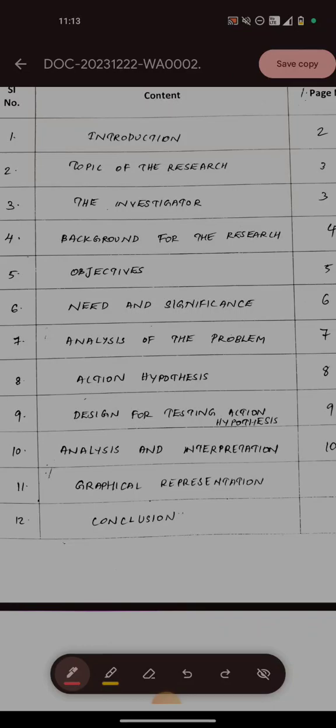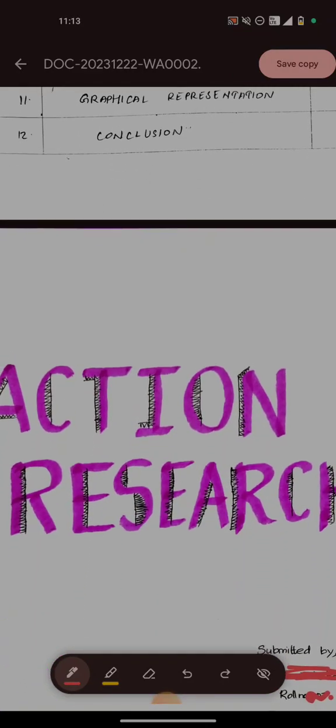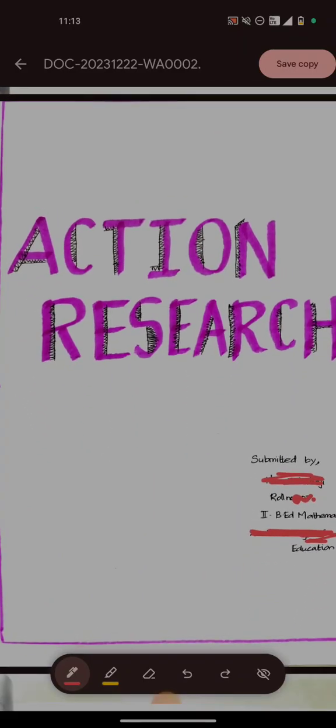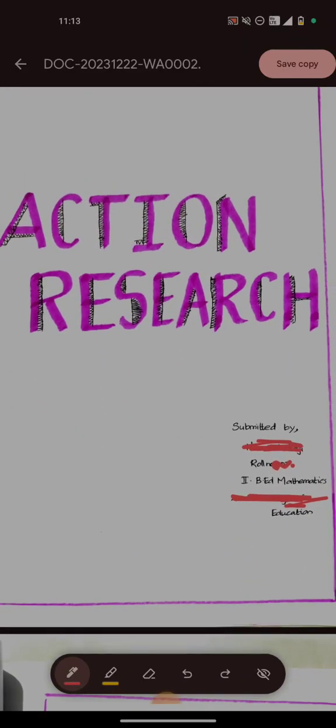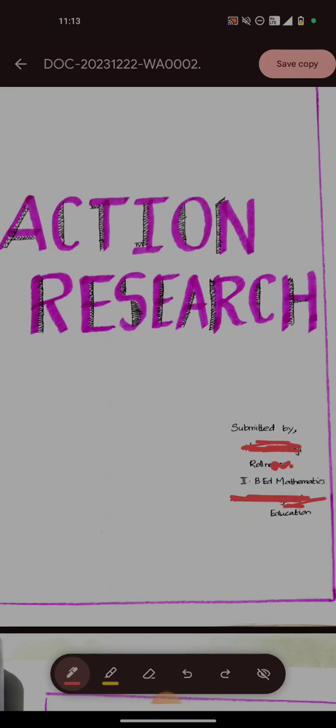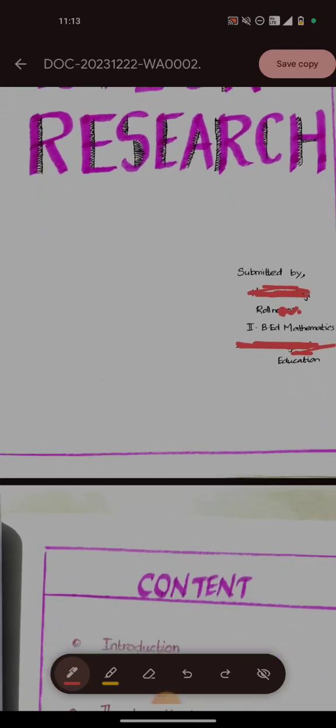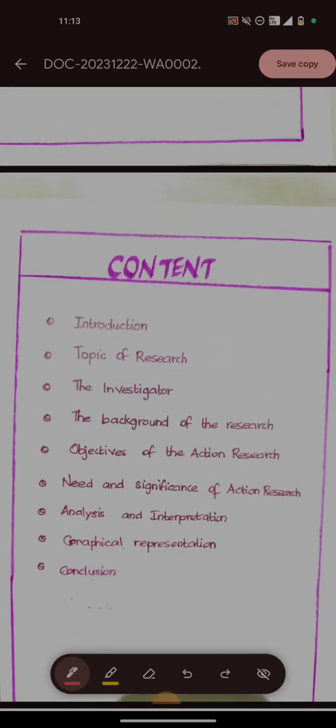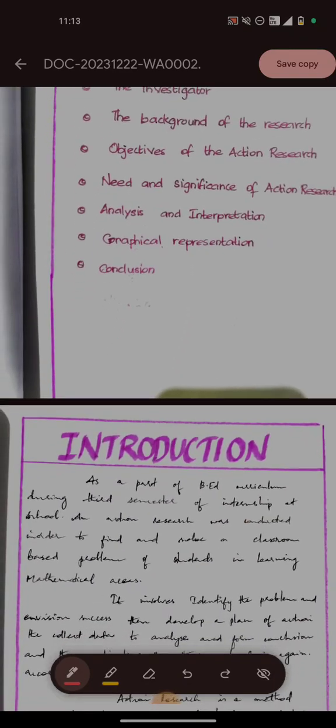The content involves an introduction, topic of the research, the investigator, background for the research, objectives, need and significance, analysis of the problem, action hypothesis, design for testing action hypothesis, analysis and interpretation, graphical representation, and conclusion. So here we have the front page that includes the action research and the submission details. Next, we have the content that was previously discussed.